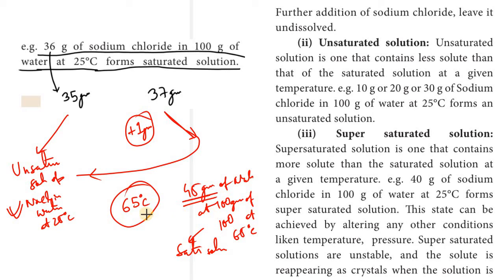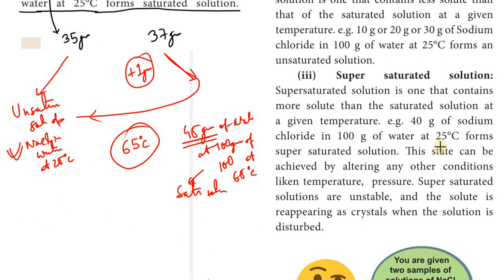So at 65 degrees centigrade, for 100 grams of water, 45 grams is needed to make it a saturated solution. So keep this in mind. Now you see this supersaturated solution state can be achieved by altering other conditions like temperature and pressure. Supersaturated solutions are unstable and the solute reappears as crystals when the solution is disturbed. When I say disturb, I mean change in temperature, change in pressure, something like this.